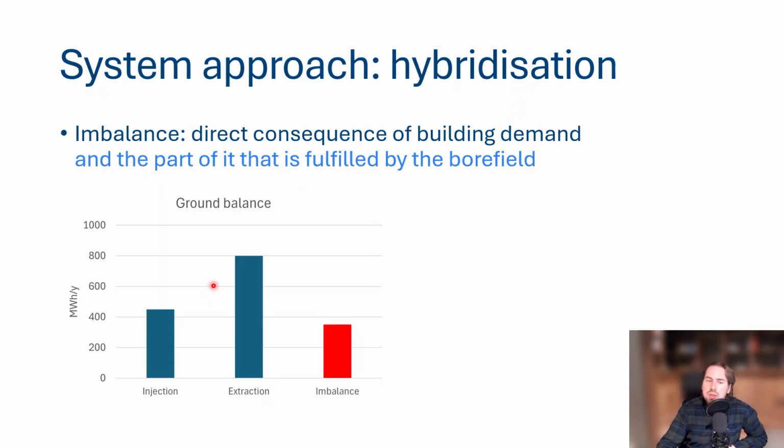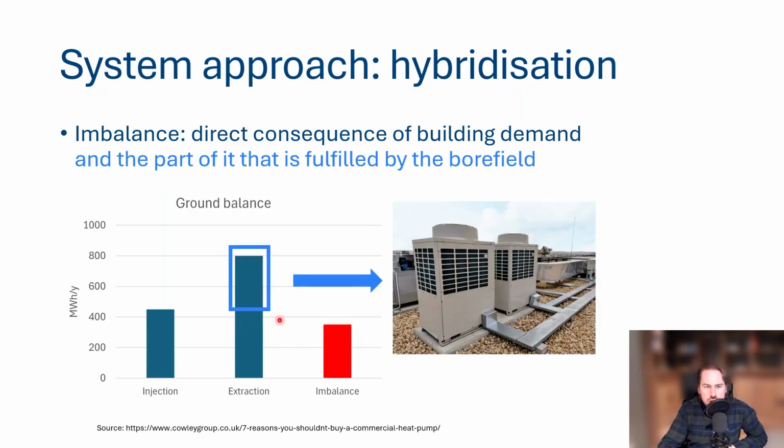And what we can do is we can say, well, let's take parts of this extraction load from the borefield and place it onto an air to water heat pump, for example. Now, our building demand has not changed, that was determined by architectural choices, but due to our system design, we're taking parts of our heating demand away from the borefield, whereby we lower the extraction from it and we remove the imbalance completely. So by placing another technology and making our system hybrid, we can take away the imbalance completely.